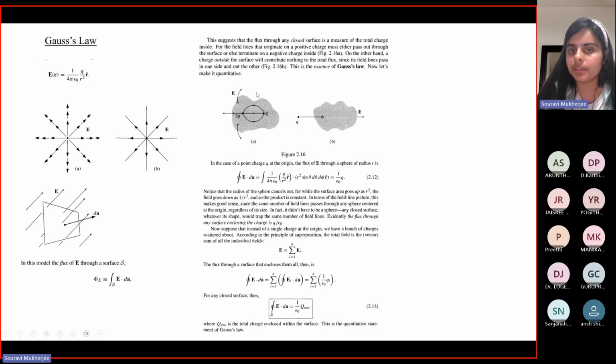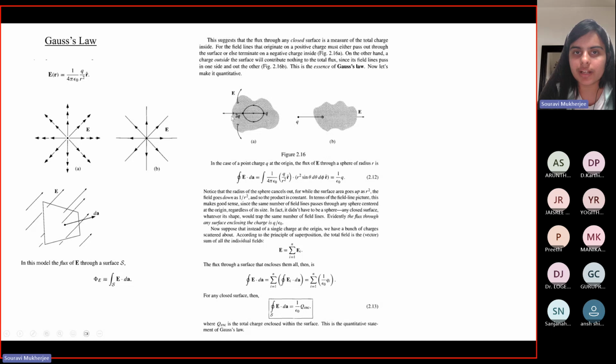Basically, if you have such a combination of charge that all the field lines start from one point and go to the other and it's completely closed inside the surface, then there are no field lines actually leaving the surface, right? So in that case, the flux is zero. So that tells you that if you have some charge within some enclosed surface, the flux is a measure of the charge inside, right? And that is Gauss's law.